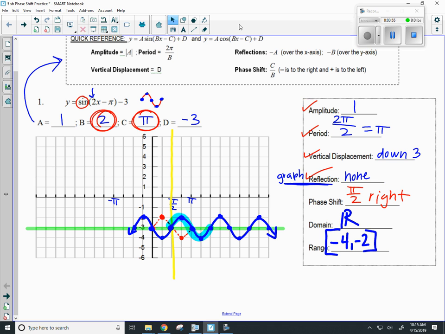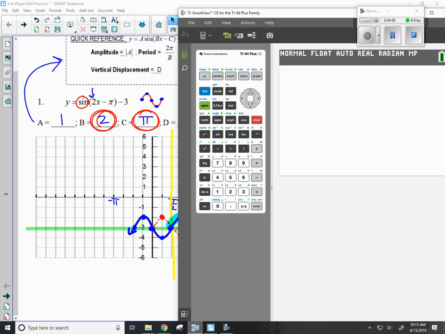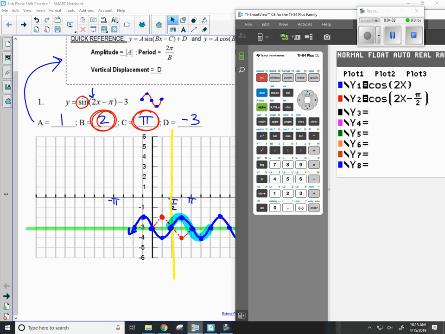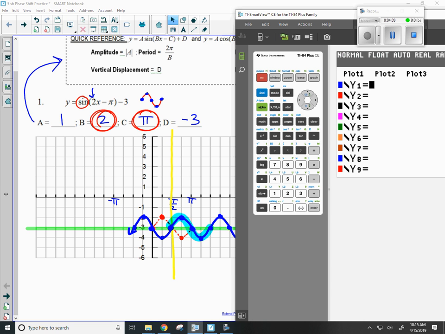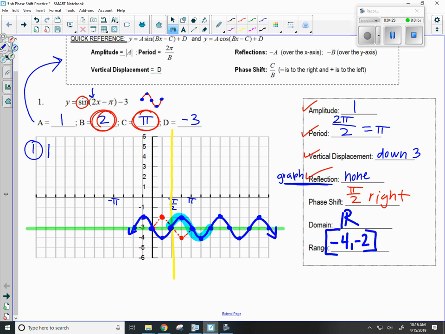And I'm going to show you how to graph this in your calculator. To graph this in your calculator, you want to make sure that you're in radian mode. So hit the mode button, radian is highlighted, so we're good there. Then I'm going to go to y equals and type in my equation. It's sine of 2x minus pi, close the parenthesis, and then -3. And the most important thing when you graph these is, 1, you want to be in radian mode.